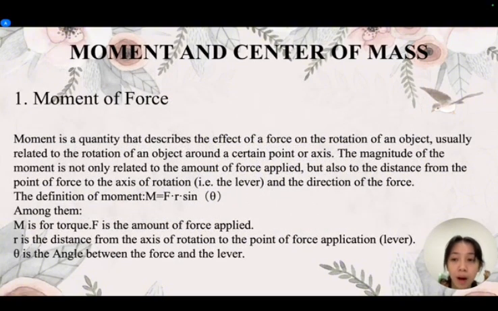We are going to talk about the third part, moment and center of mass. This page shows the meaning of moment of force. The definition of moment: M equals F multiplied by R multiplied by sine theta. M is the torque, F is the amount of force applied, R is the distance from the axis of rotation to the point of force application, and theta is the angle between the force and the lever.